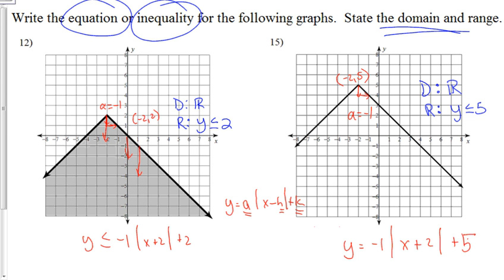All right, that should get you going on the writing equations and inequalities piece. Feel free to re-watch that, or go see your teacher before and after school.